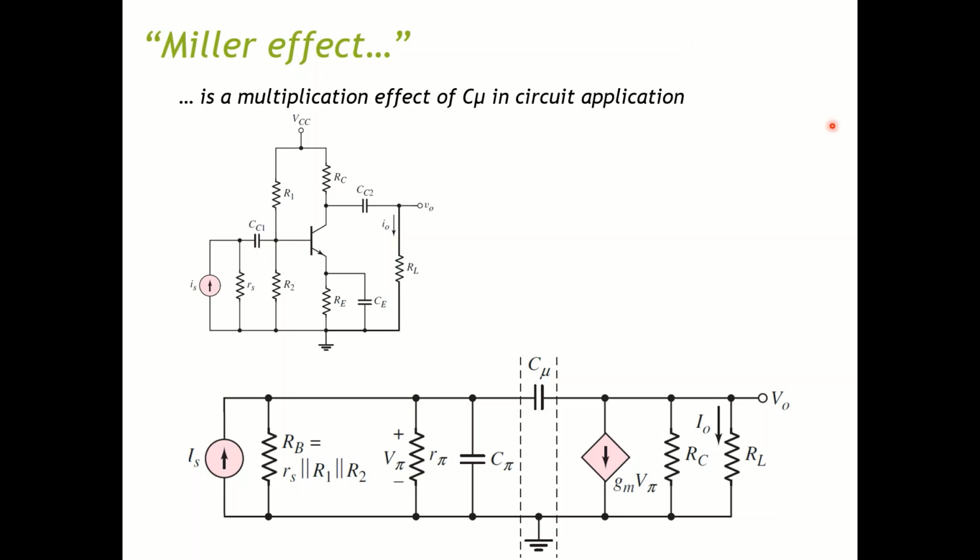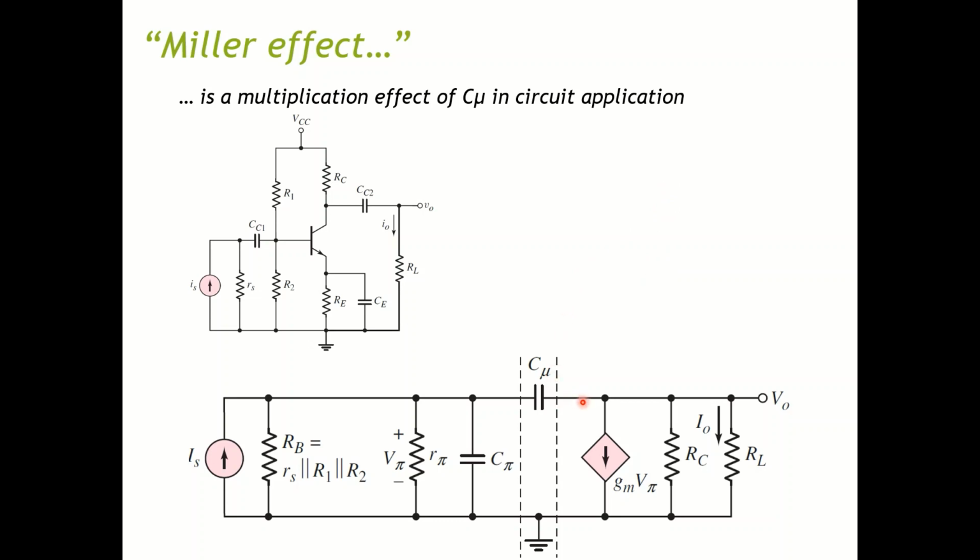Up to now, without taking the effect of C mu into account, the signal is usually cascaded from the input to the output, and there is no connection between the input part and the output part, right? But now by taking C mu into account, C mu becomes a feedback element that connects the output back to the input. In other words, the output can now actually influence your input.